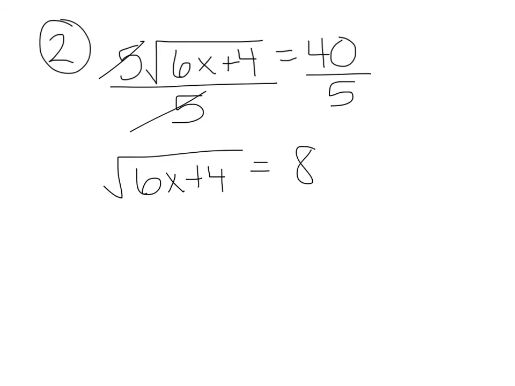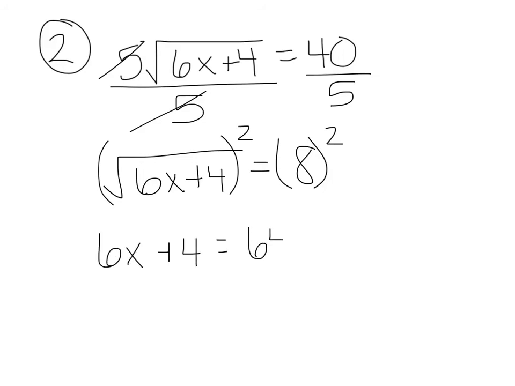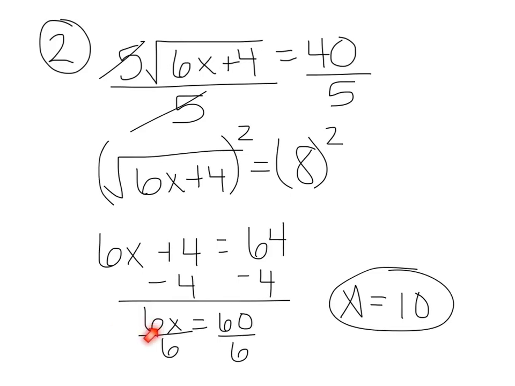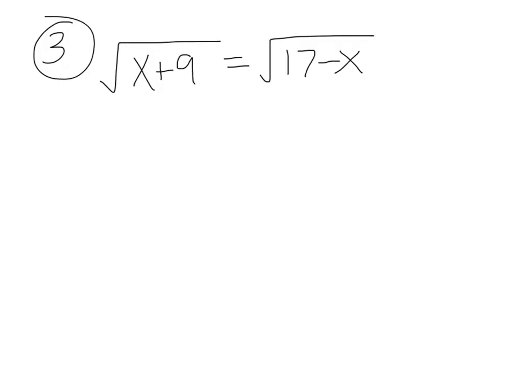Now it's the same problem as the last one, so we want to get rid of that square root. So we're going to square both sides. When we do that, then we get 6x plus 4 equals 64. Two-step equation. So we're going to subtract the 4 first. That gives me 6x equals 60. Divide by 6. You get x equals 10. Now remember, we divided by the 5 here, okay, because it's being multiplied. So we're going to undo multiplication by division.